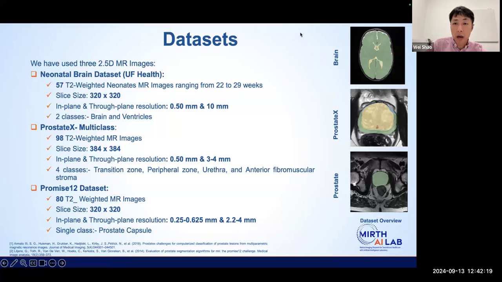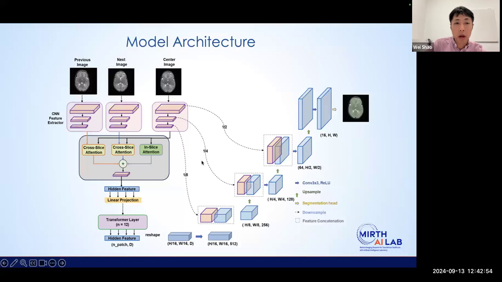For this study, we evaluate on 3 different 2.5D MRI segmentation data sets: multi-class segmentation of the brain and the ventricle, multi-class segmentation of the prostate with 4 different classes, and single-class segmentation of the prostate. All those images are 2.5D because they have a high resolution in plane, but the through-plane resolution is much larger. For example, this MRI in-plane is 0.5, but the distance between 2 slices is 10 millimeters. So for those data sets, it's not trivial to directly apply 3D. So we apply a 2.5D method.